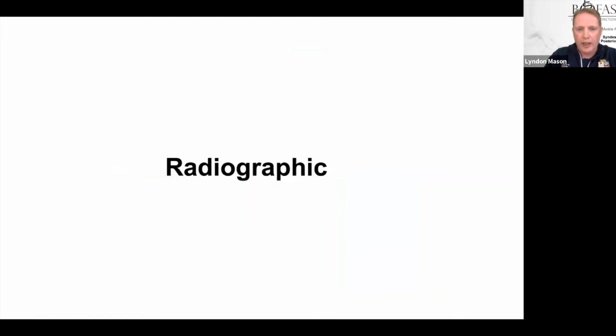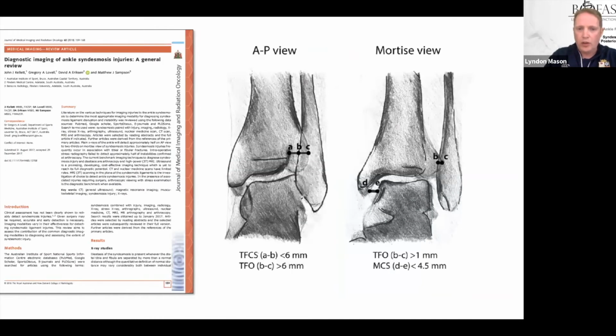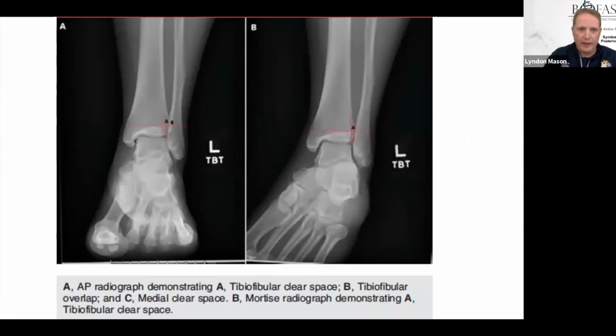Radiographic, Andy's already commented on this: the tibio-fibular clear space, which is from A to B, and your tibio-fibular overlap, which is from B to C. As you can see, this is usually less than 6 millimeters, greater than 6 millimeters, and on your mortise view, this goes down to greater than 1 millimeter. But it's very variable. There are papers that show that if you look at the entire population, it is normally distributed. So you have people who have a much wider syndesmosis, which is normal. It's very important to actually x-ray the other side if you've got any concern. This is just to demonstrate, on what was a schematic, what it looks like on an x-ray.